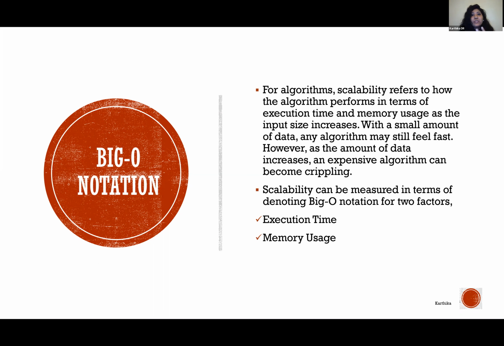But what happens if there are 10 elements? What happens if there are 100 elements? What happens if there are n number of elements? We have to represent the time and the space that our code takes in terms of something. That notation is Big-O. It tells us how scalable our code is in terms of time and in terms of memory usage.